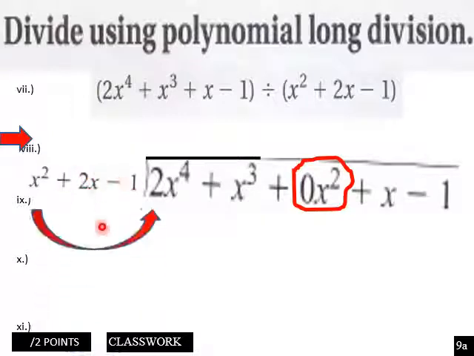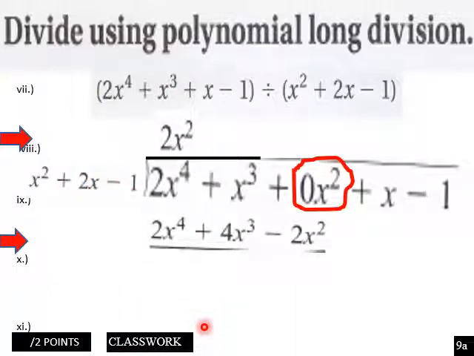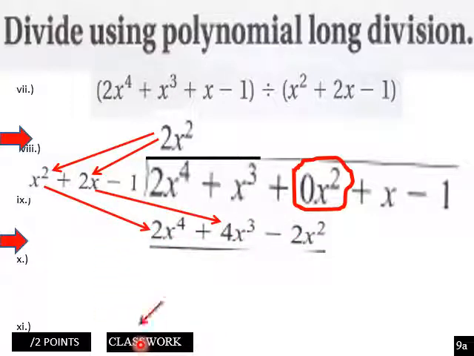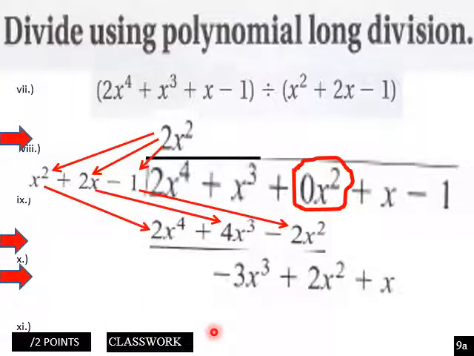Here is our divisor, and we divide through here by 2x squared, and we end up with this. So we multiply that by that, and then we get this original, I think it's called the subtrahend, a technical term for it. And then what we're going to do now is change sign, combine. We end up with negative 3x cubed plus 2x squared plus x. This gets dropped down.